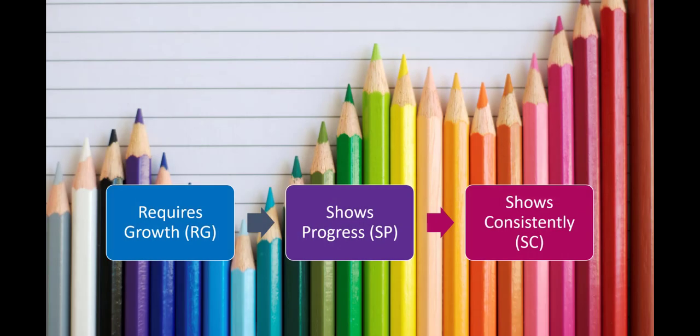Teachers are encouraged to define with their classes what each dimension of learner skills looks like, so they can set goals and self-monitor. Learner skills are assessed with the following indicators: requires growth, shows progress, and shows consistently. And these will be entered into PowerTeacher Pro so that they can appear on the summary report in January and on the final report card in June.